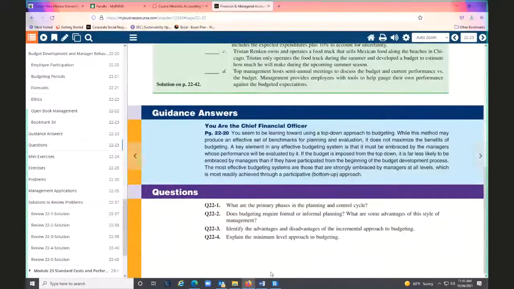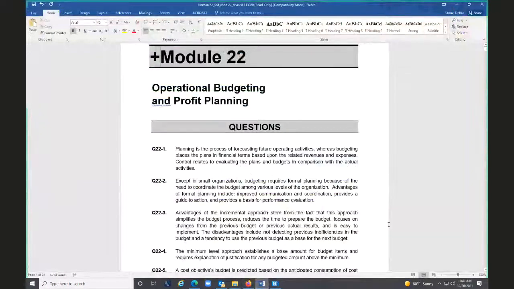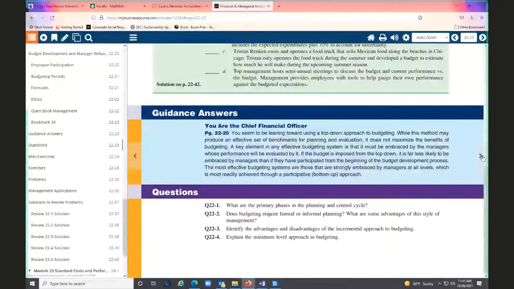And what is the minimum level approach to budgeting? This is establishing a base amount for items and requires justification for anything that would go above that amount. So now let's go on.